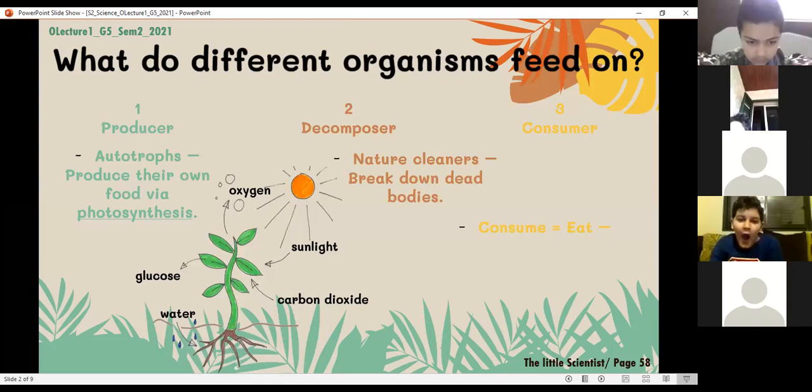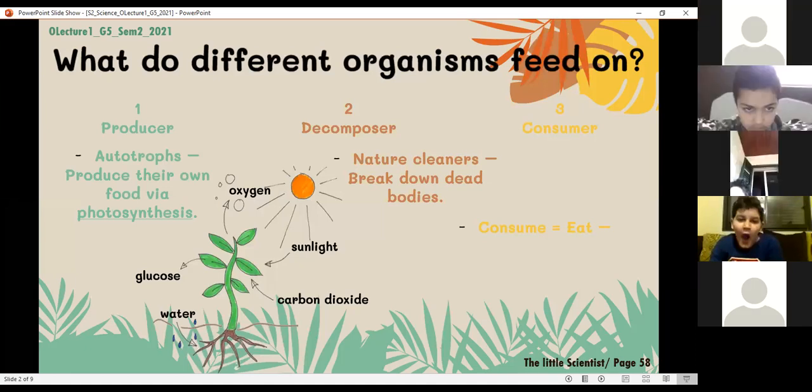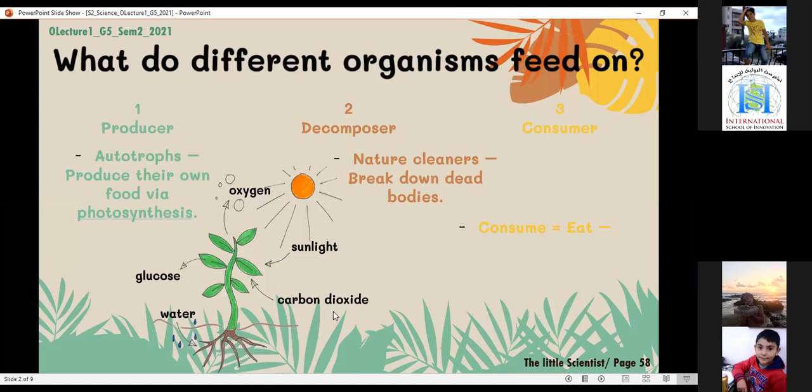What are the 3 groups of consumers? Ali Hamoud, help me with this. What are the 3 groups of consumers? Group of consumers. Yes? Can I say one? Rena, what are the 3 groups of consumers? Tala? Yes.